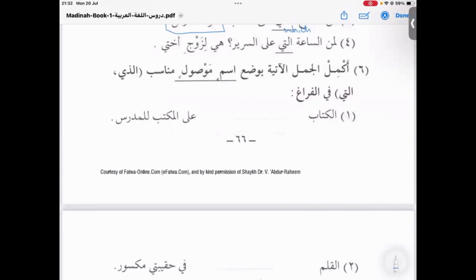Liman as-sa'atu allati. For whom is the watch? To whom does the watch belong? Allati, which? Who can tell me why is it allati and not alladhi? The watch is female. Because as-sa'a is female. Yeah. This year, alladhi and allati, we will discuss that rule in more depth. This is called the ismul mawsul. It's called a relative pronoun.